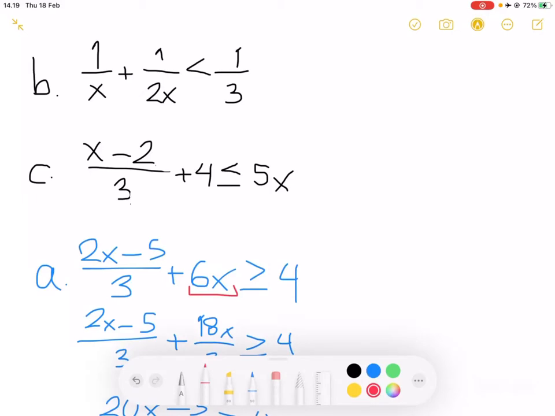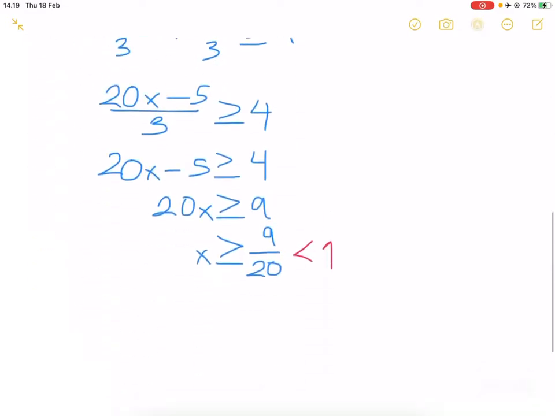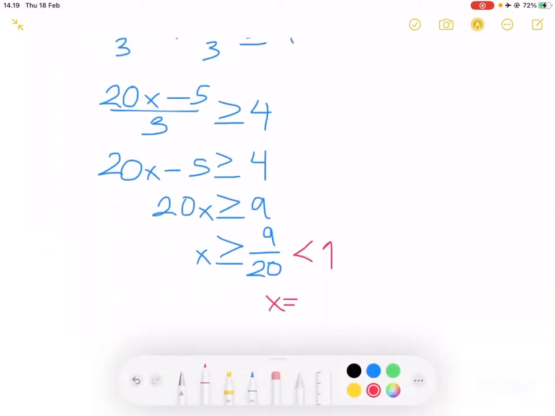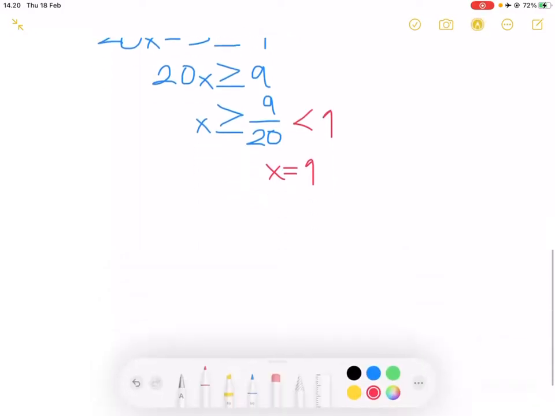Plugging in 1 here, you get negative 3 over 3 plus 6, and we see if this is greater than or equal to 4, and in fact it is. So yep. In this case, we have found that the smallest integer value for x is x equals 1. That's it for the first part.